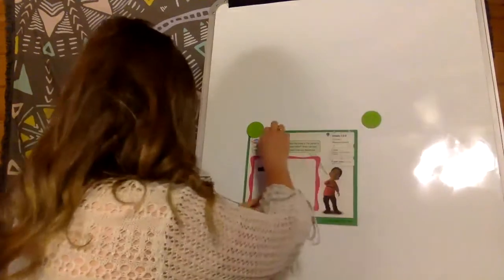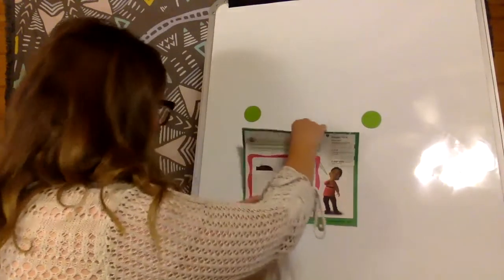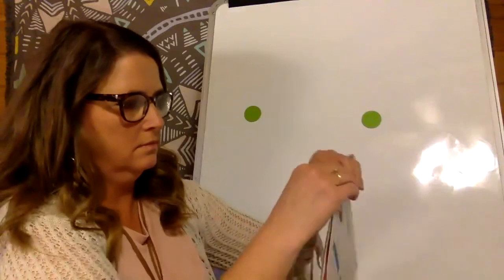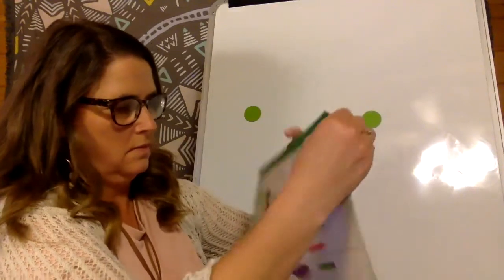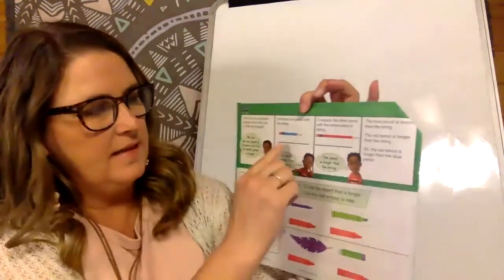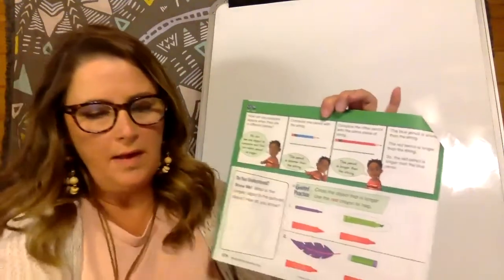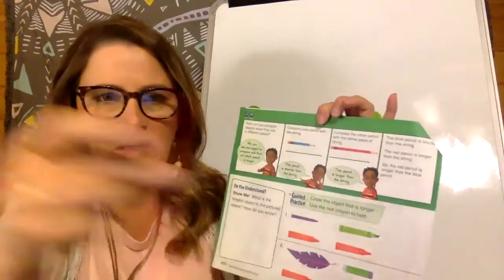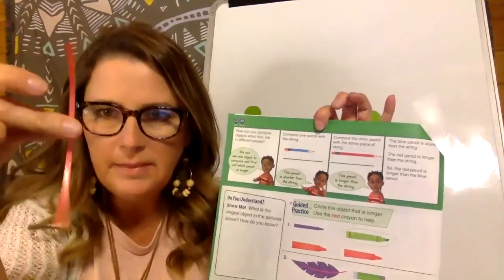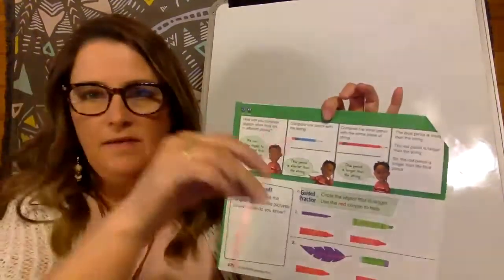All right, so let's look at the next page, okay? And the reason I said I didn't think you were going to need anything is they have a string drawn on your paper for you, okay? If you do need something, you could use a straw, you could use a piece of ribbon, a piece of yarn, whatever you have that can help you measure.